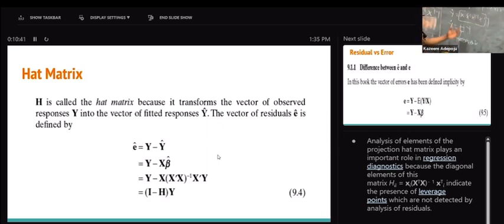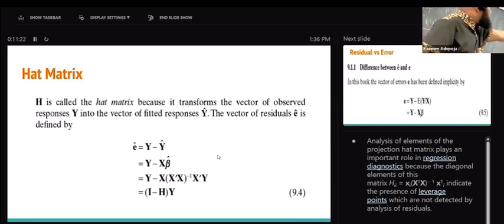Now, let's take a look at the error. In whatever we do, our model can't give us exact reality. There's always going to be error. The error is just the difference between the actual response and the predicted response. Now let us plug in Y cap. That would be X beta cap, and the beta cap is actually that. When I plug that in, what am I getting? I'm getting Y minus HY.